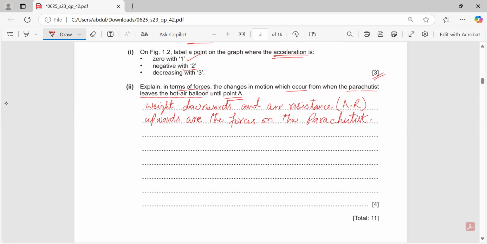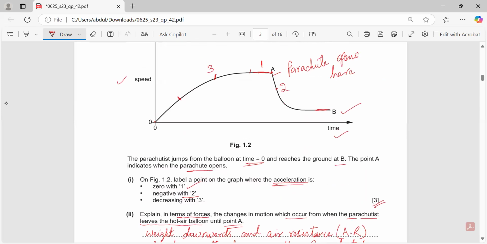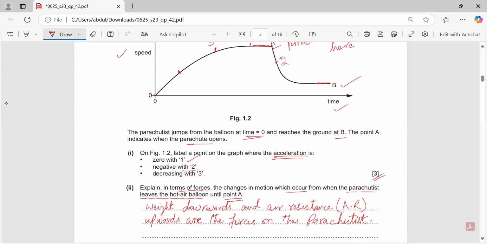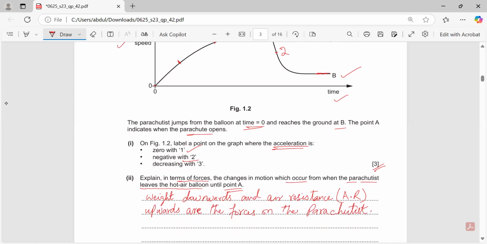Then in the beginning you can see the graph is a straight line. It means the acceleration is constant. Air resistance is negligible because the body just started to move, so speed is negligible. The only force acting is weight, or the resultant force acting on the body is simply weight. So it falls with constant acceleration. You can say acceleration due to gravity because of the force of gravity. Don't say only gravity; say either force of gravity or weight.